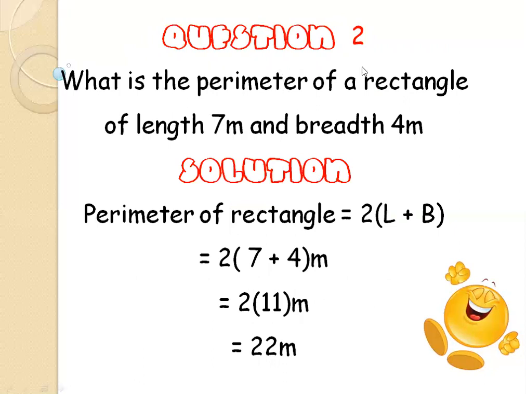Then the second question says, what is the perimeter of a rectangle of length 7 meter and breadth 4 meter? So I will use my formula for perimeter of a rectangle, 2 brackets L plus B. This L is your length and this B is your breadth. Don't forget that you can also use your breadth as width. If you see width, if you see breadth, they are still talking about the same thing. So I'm going to say 2 brackets. What is my length in this question? 7 meter, and my breadth is 4 meter. 7 plus 4 is 11. 2 times 11 is 22. And that gives me 22 meter. So the perimeter of this rectangle is 22 meter. Do we understand that? Okay, good.